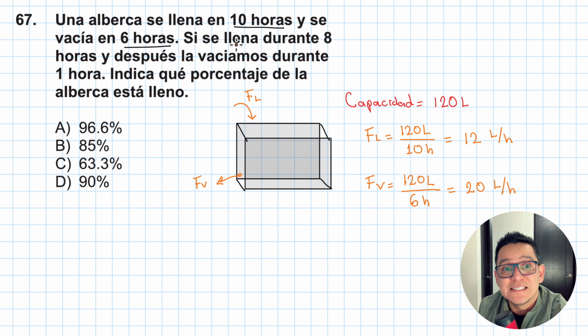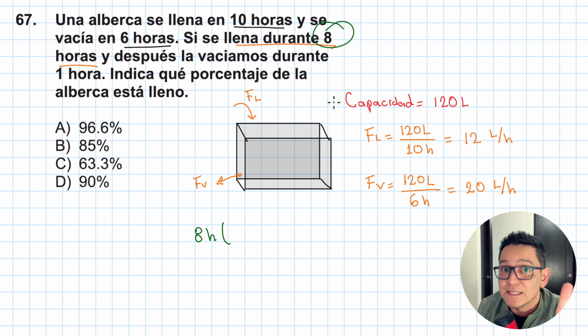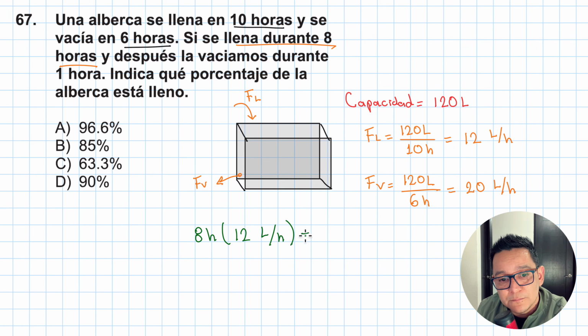Because it says, if it fills for 8 hours, but we already have a flow rate, right? So let's do the calculation. So I have 8 hours, and I'm going to multiply this by the filling flow rate, because it says it's filling for 8 hours. So in this case, I'm going to multiply by 12 liters for each hour. As you can see, the hours cancel out. So we remove them, and I'm only left with 8 times 12.